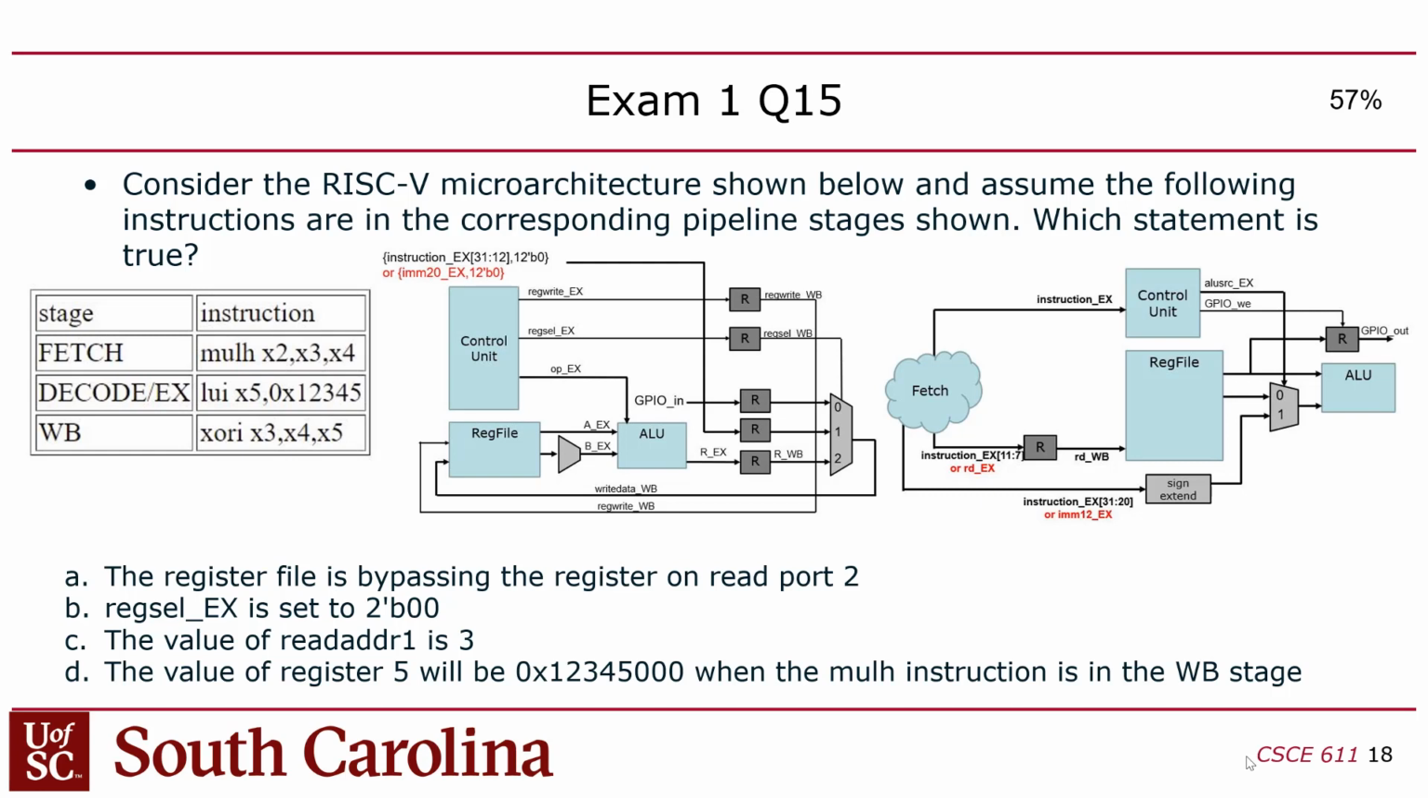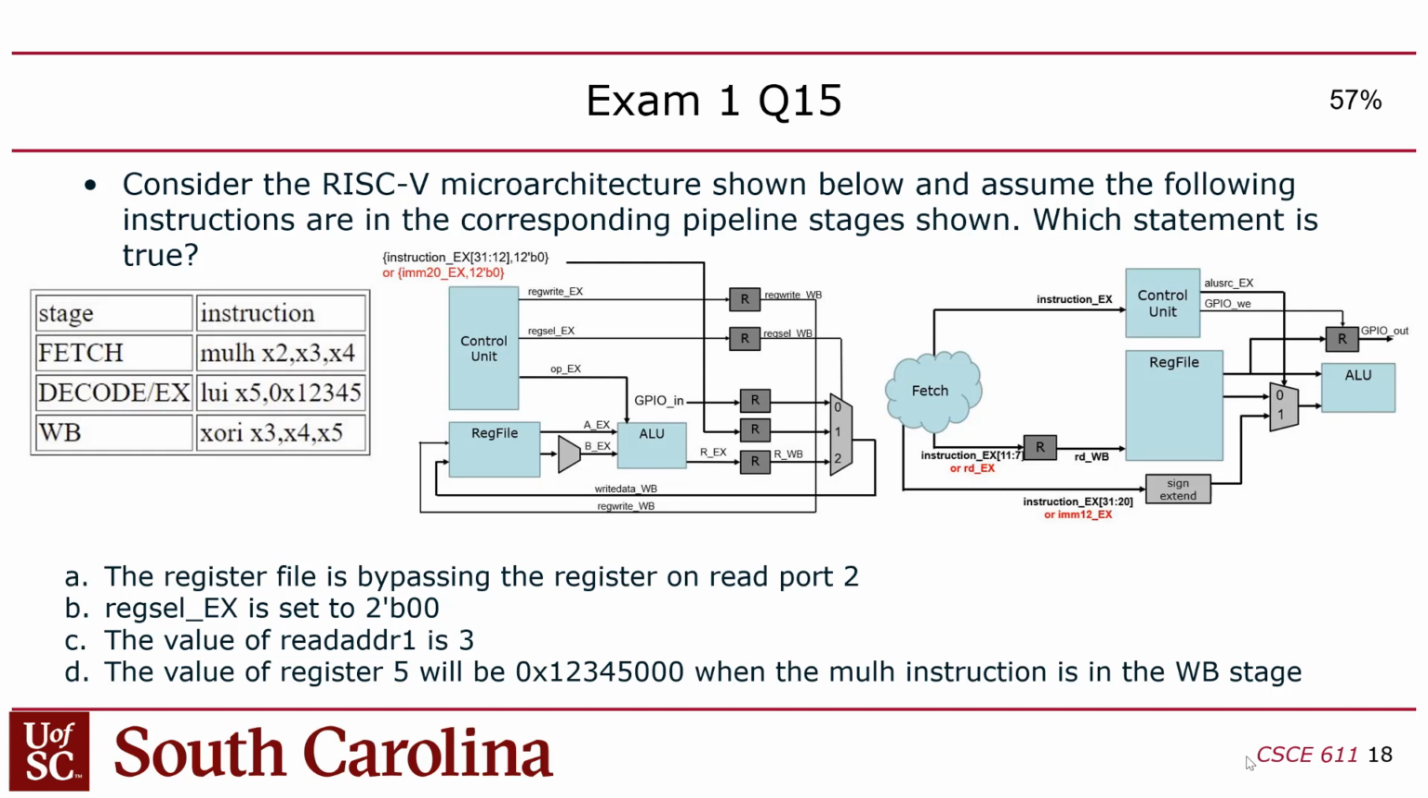B, reg select EX is set to 0, 0. So that would mean the instruction in EX, which is the LUI, would be selecting 0, and of course that's not true. Now you might say, wait a second, you're looking at reg select WB. Yeah, I know, but the question is, when this instruction does get to the write back stage, what is it going to be selecting? Well, it's going to be 1, not 0, right? So that's not true.